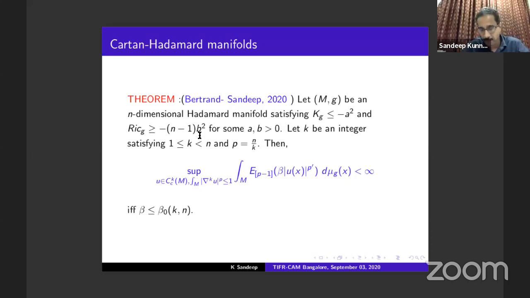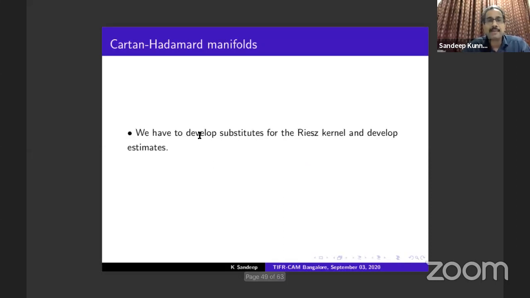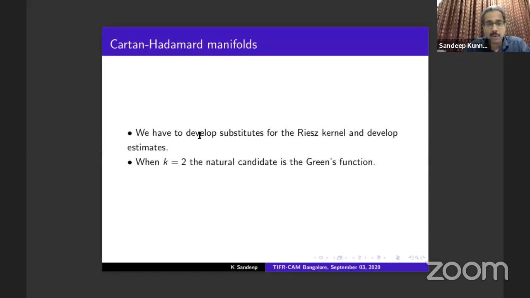Our proof is basically using the potential approach. In Euclidean space, as I mentioned, you had the Riesz kernels to represent the function. Here, what do we do? I'll briefly explain the method. We have to develop substitutes for the Riesz kernel and develop estimates. When k is equal to 2, the natural candidate is the Green's function.